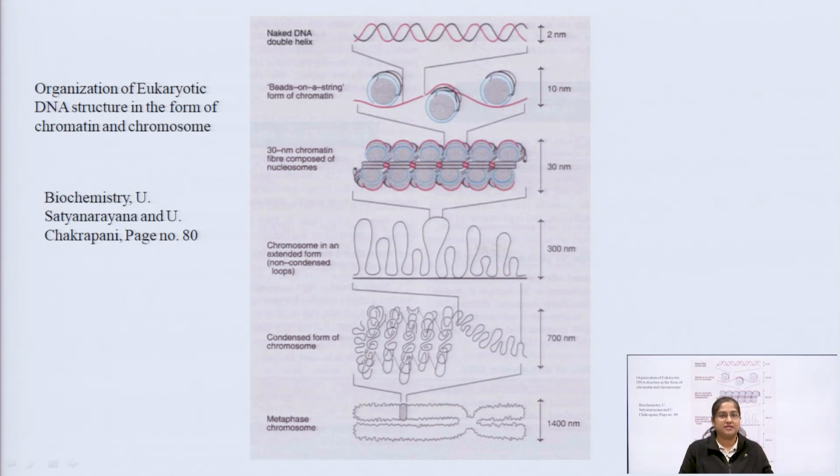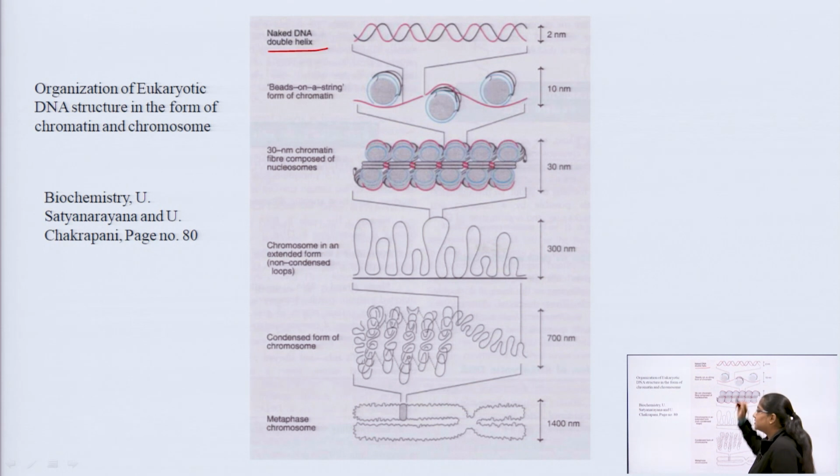This is the organization chart of our DNA. So, you can see there is the naked DNA double helix structure. This is the basic structure which we study about. The width of this is around 2 nanometer. Then there is the beads on string form of chromatin, the incorporation form of chromatin in this part of DNA. So, these are the chromatin here. Now the width becomes 10 nanometer.